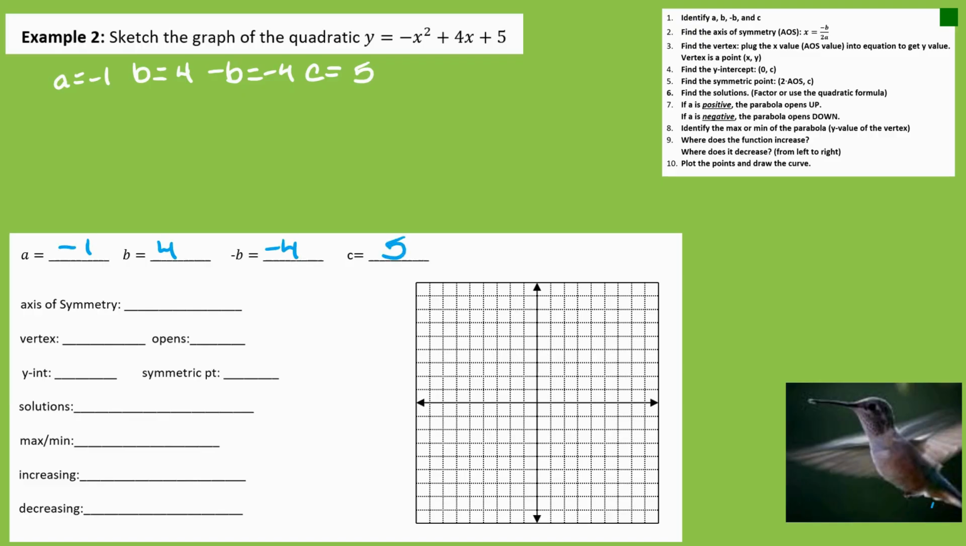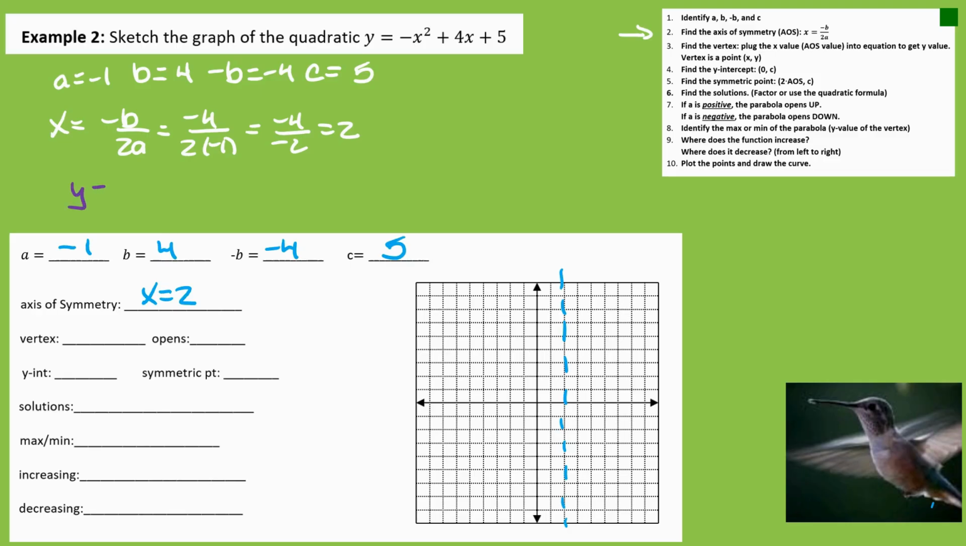For the axis of symmetry, remember right here it tells you the axis of symmetry is negative B over 2A. So that's -4 over 2 times -1. That's -4 over -2, which is 2. So my axis of symmetry is x equals 2. Draw that vertical line.